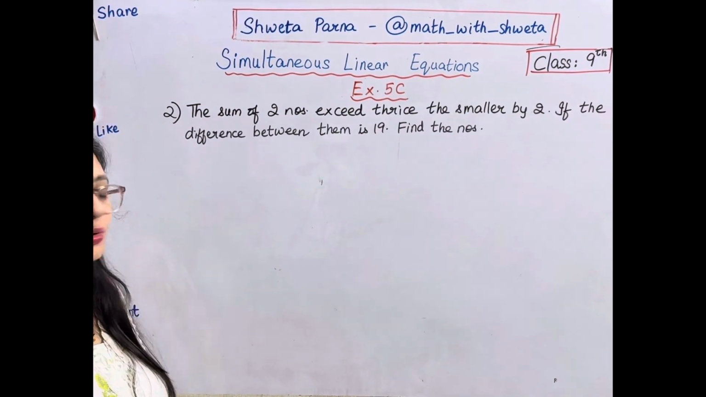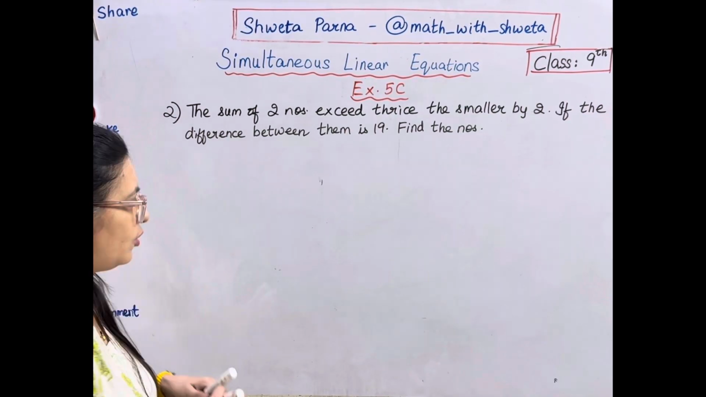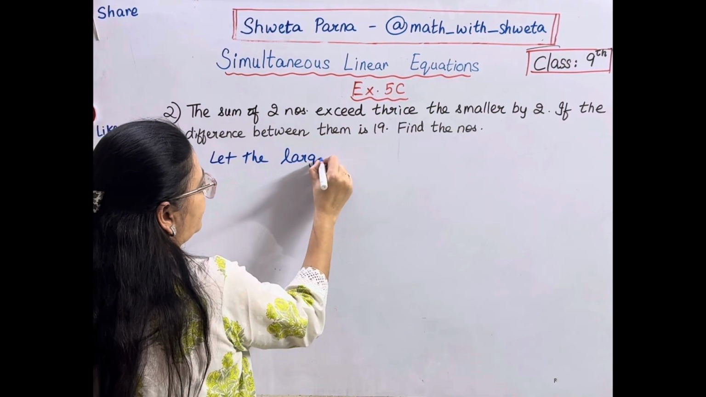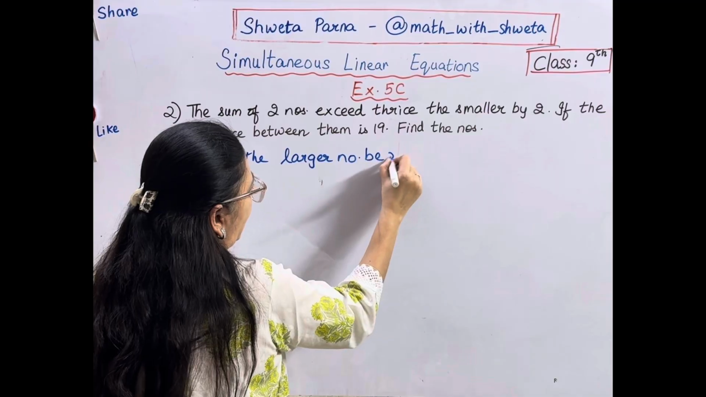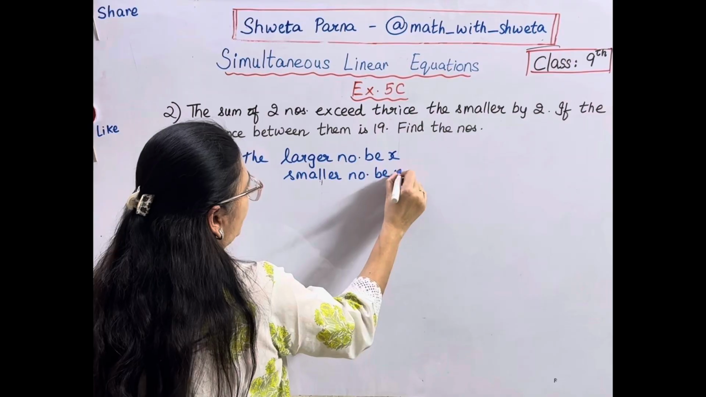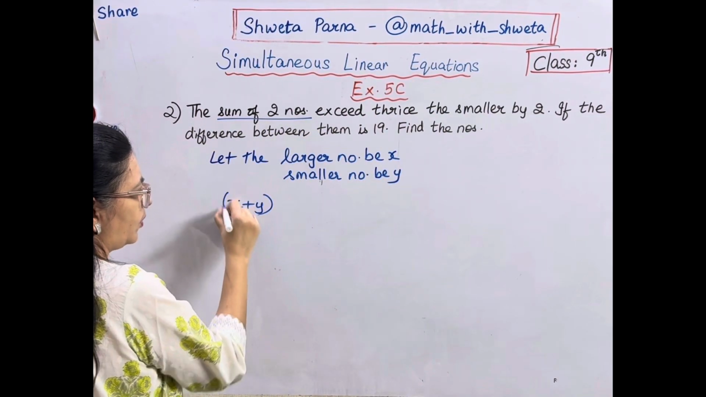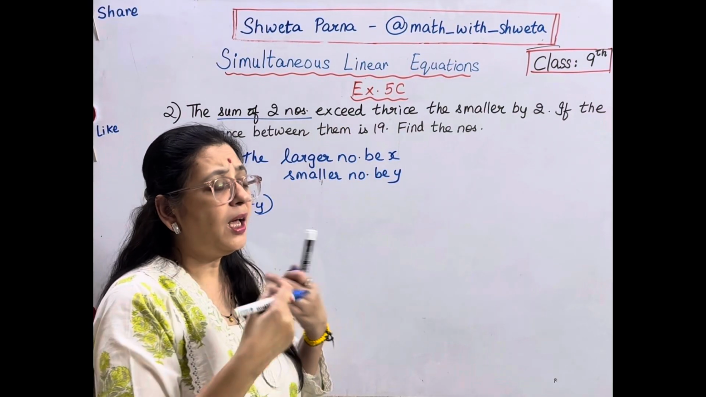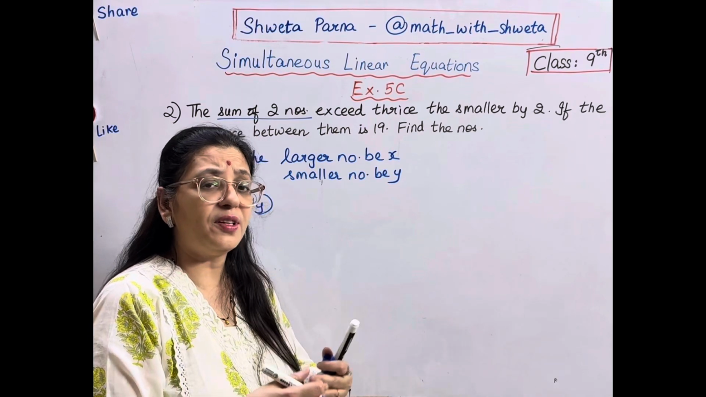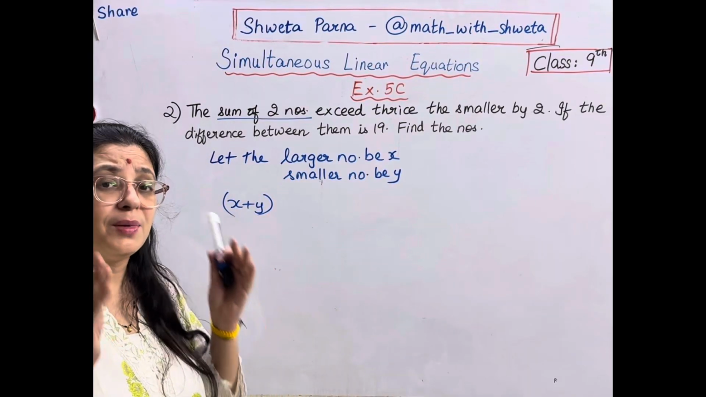Let's go to question number 2. The sum of two numbers exceeds thrice the smaller by 2. So we'll assume let the larger number be x and smaller number be y. Now the sum of two numbers means x plus y. Okay. They exceed. For example, I exceed 10 marks more than my son. So that means the difference between my marks and my son's marks is 10, right? So exceed over here means you will subtract.